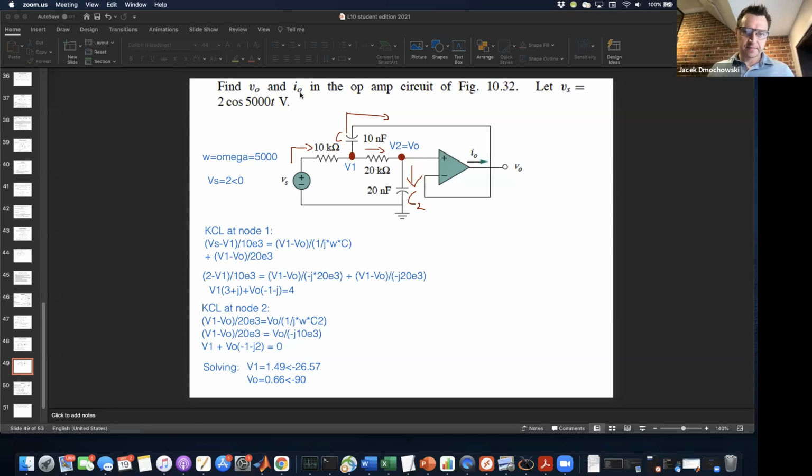By the way, you usually want to express this in the same form as the input. If the input is given as a cosine, then you should express the output as a cosine as well. So V naught of t becomes 0.66 cos(5,000t minus 90).